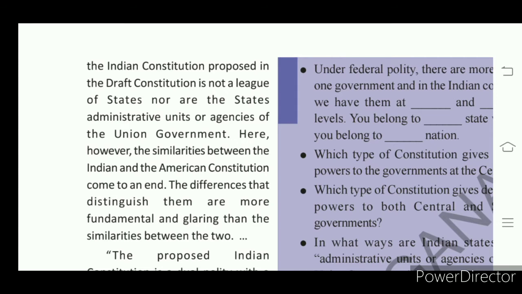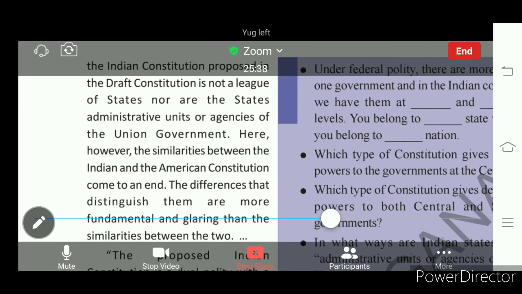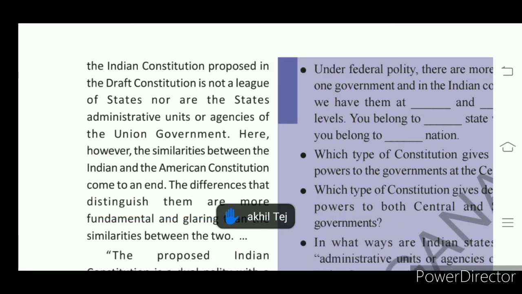Ambedkar is saying that there is a dual polity in India and America. That means they have federal government at a national level and state governments at state level. In America, 50 states have 50 state governments. The administration of the state governments are not interrupted by the federal government in America. Understand?